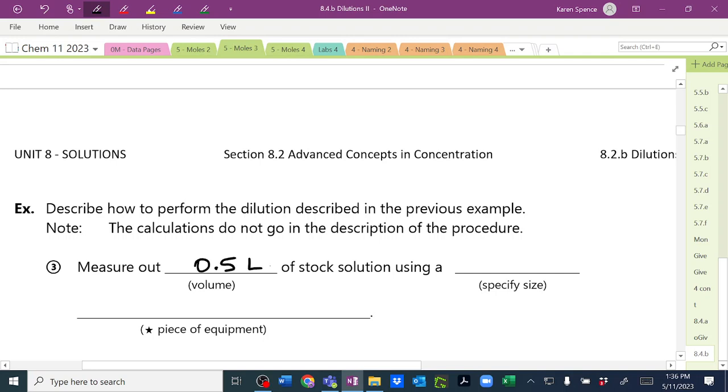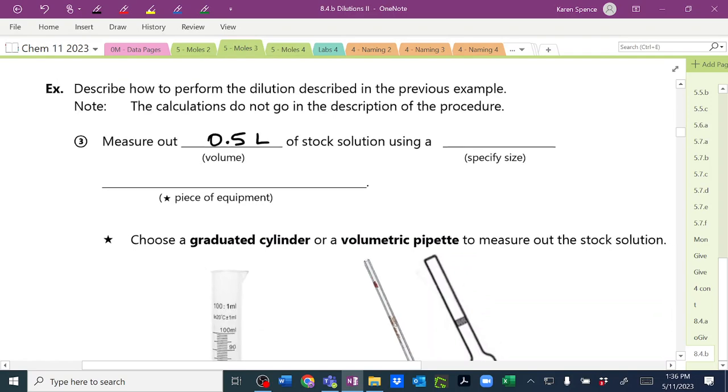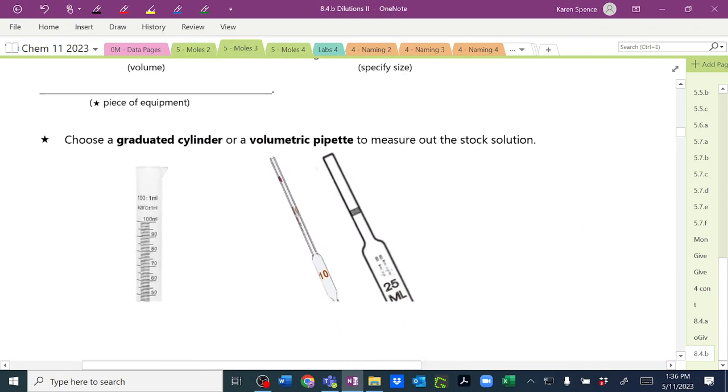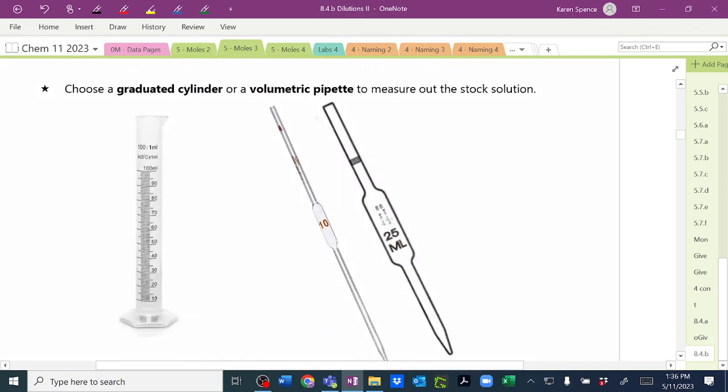And then we get to choose a piece of equipment. So let's take a look at the equipment we could use. We could measure out the stock solution using a graduated cylinder, which come in all sorts of sizes, or we could use a volumetric pipette. The volumetric pipettes only come in 10 milliliter and 25 milliliter sizes.